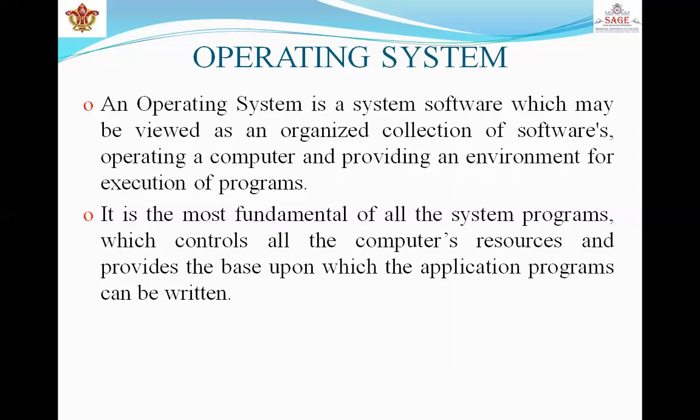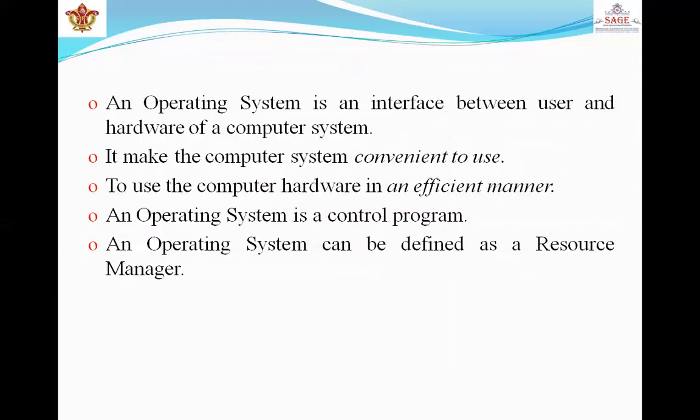An operating system is the most important software that runs on a computer. It manages the computer's memory and processes as well as all of its software and hardware. It also allows you to communicate with the computer without knowing how to speak the computer's language. That is operating system. It is an interface between user and hardware of a computer system. It makes the computer system convenient to use, and the computer hardware is used in an efficient manner. It is a control program, and can be defined as a resource manager.